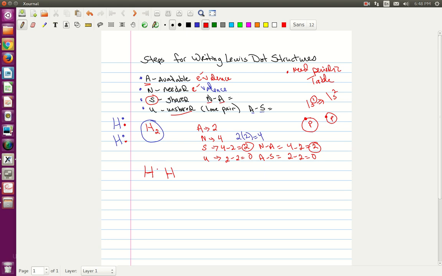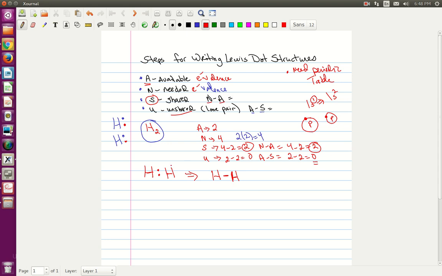So here, we said that we're going to share two of them, so we put those two in the middle. Anything in the middle they can share, because this hydrogen will count them and this hydrogen will count them. Now we have none that are unshared. That means no more electrons around the outside. And then we take every two electrons that are shared, we convert that over to a single bond. So this is the Lewis dot structure for H2.